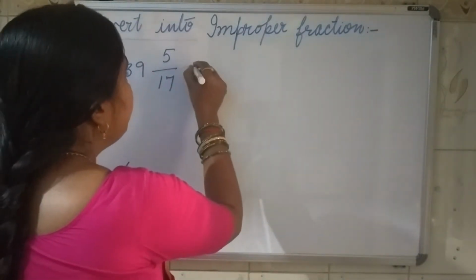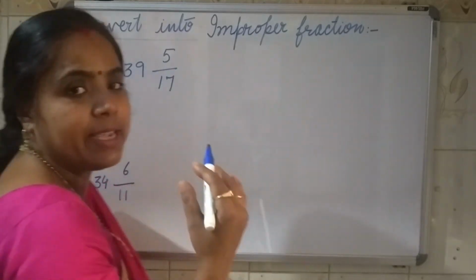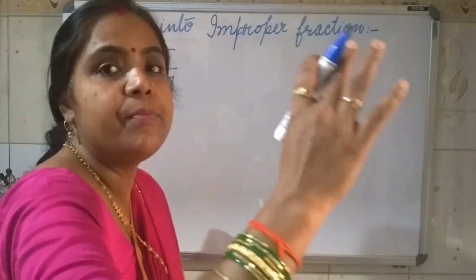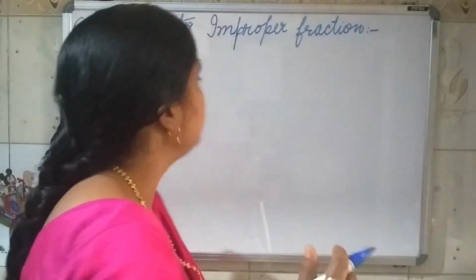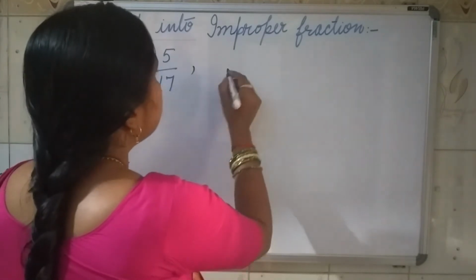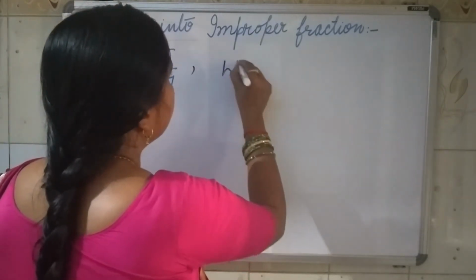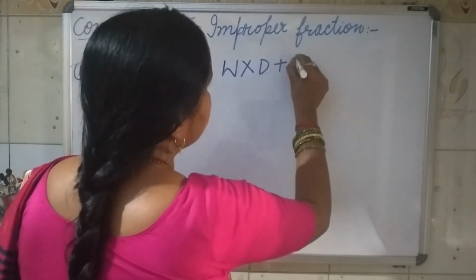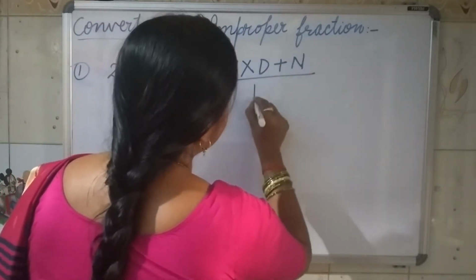If you remember, there is a formula for the verification of division. You remember that? Dividend is equal to divisor multiplied by quotient plus remainder. The same thing is here. There is a formula to check it. So we can say whole number multiplied by denominator plus numerator, upon denominator.